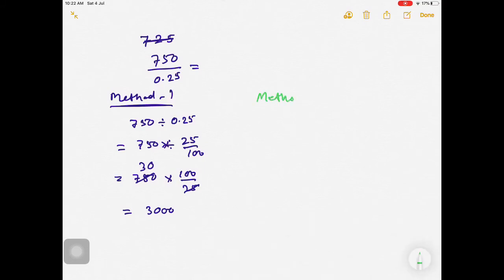And in method 2, now we shall take the second method. We want to divide 750 by 0.25. So 750, and here in the denominator we have 0.25. Now simply shift the decimal 2 places towards the right so that it becomes a whole number. If we shift the decimal 2 places towards the right, it becomes a whole number. So in the numerator also we shall shift the decimal 2 places towards the right.